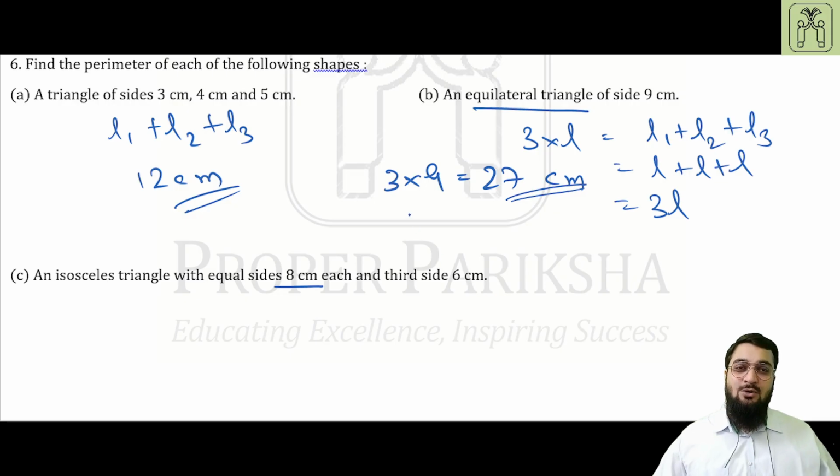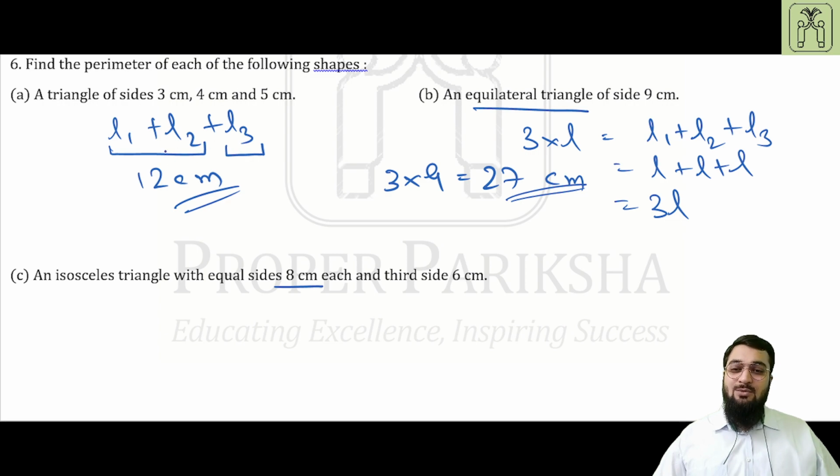In the second video of this chapter, that is 10.2, I told you how we find the perimeter of various triangles. If it is a scalene triangle, then we have to do what? We have to do L1 plus L2 plus L3. If it is an isosceles triangle, these two will become equal and this will be unequal. So 2L plus L3 will be the answer.